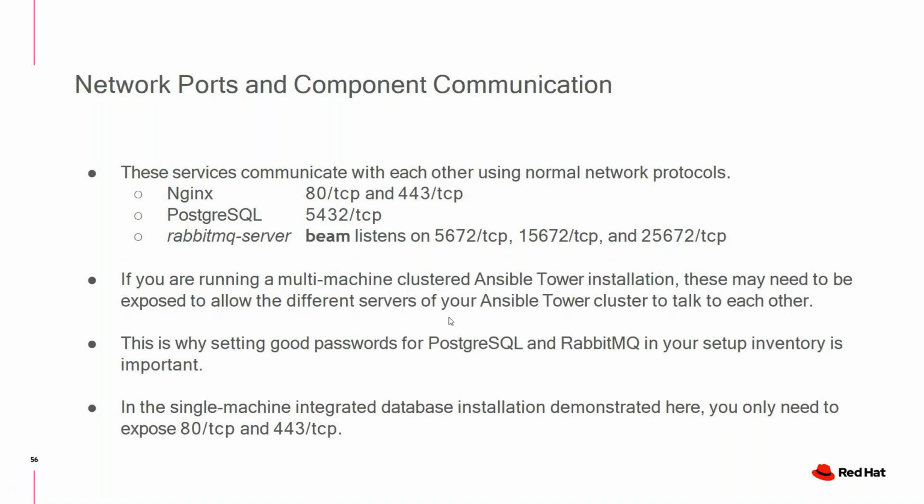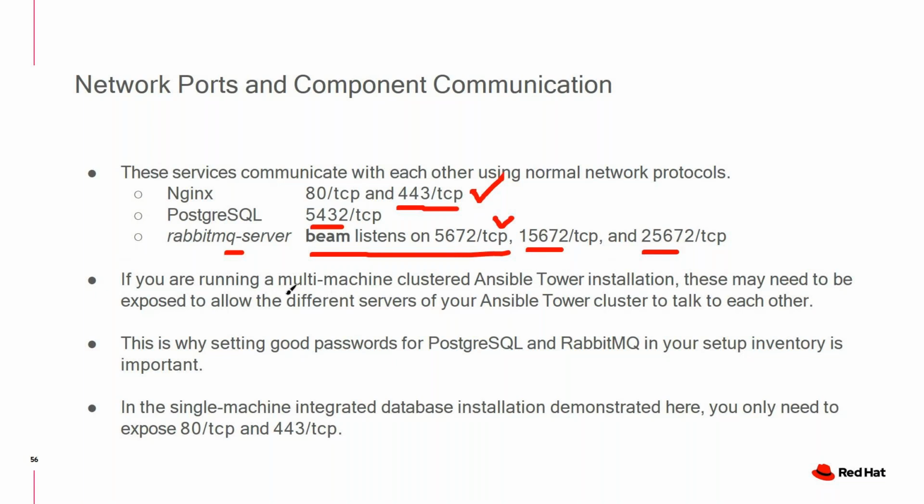Network ports and component communications. These services communicate with each other using normal network protocols. Nginx uses port 80 and 443, which is for secure communication. Nginx port 80 is the default port you need to open, and port 443. PostgreSQL uses 5432, the port number for the relational database. RabbitMQ server listens on 5672 TCP, Transmission Control Protocol, 15672 and 25672. These all are the port numbers.